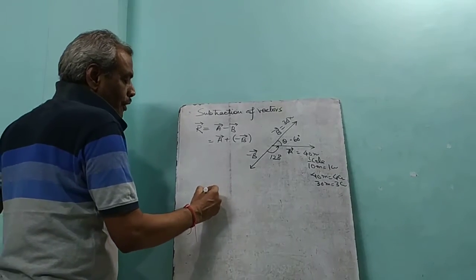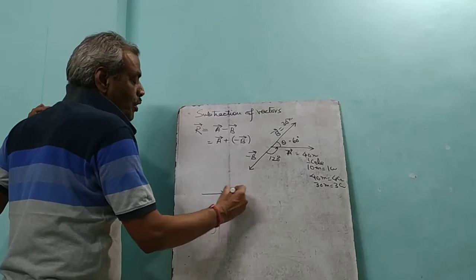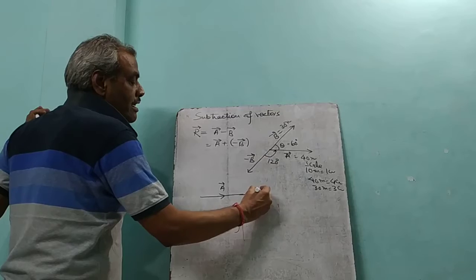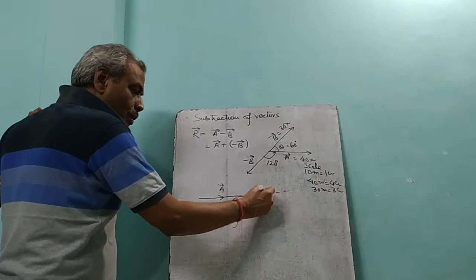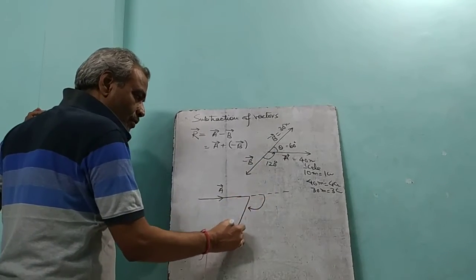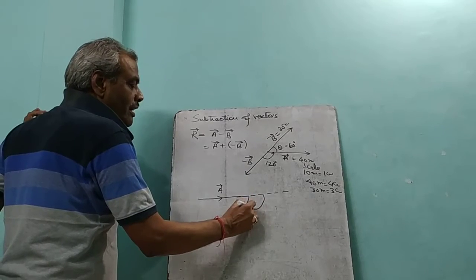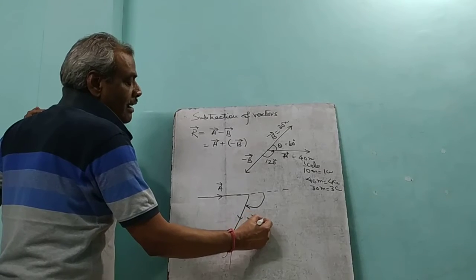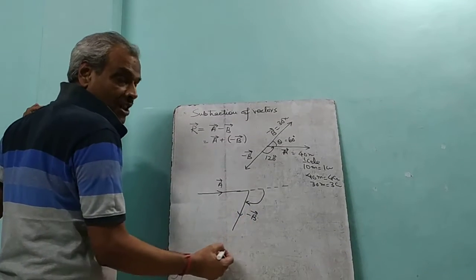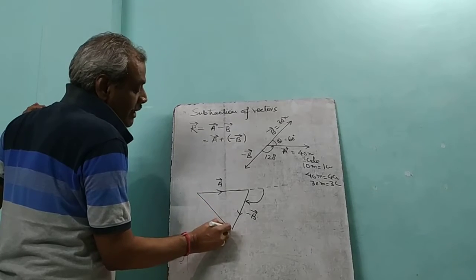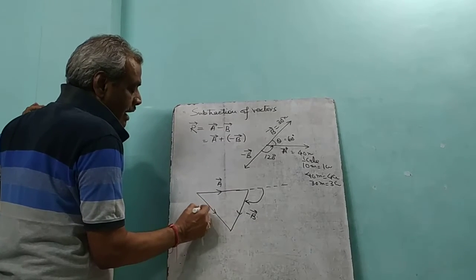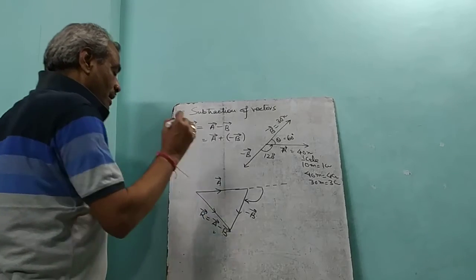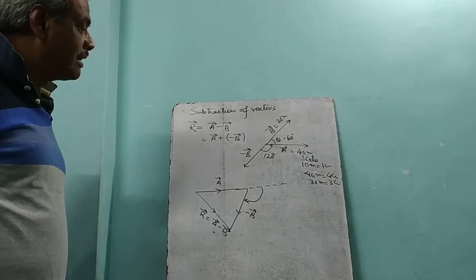See, first of all A. What is the length of line A? 4 centimeter. Proceed it, and then 120 degree from here, 120 degree with the direction of A. This is minus B. What is the length of this line? 3 centimeter. And this you join. This is R equals A minus B.